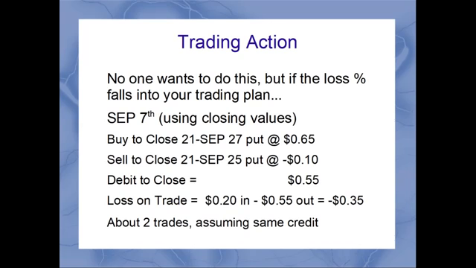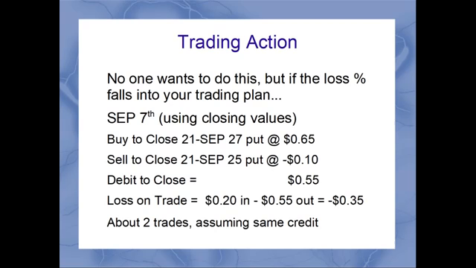The trading action, no one wants to do this, but if the loss falls into that trading plan, it's better than letting it go to 60%, 70% if the stock still's falling. On September 7th, our prices, we buy to close the September 27 put for 65, sell to close the September 25th put for 10 cents. Debit to close is 55, keep the 20-cent net credit.